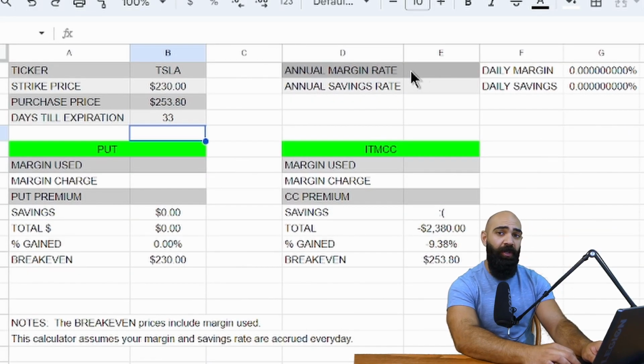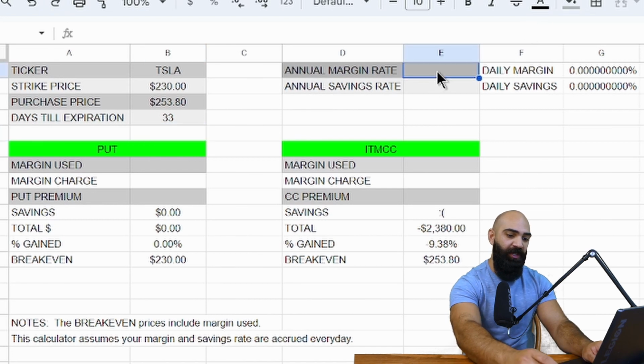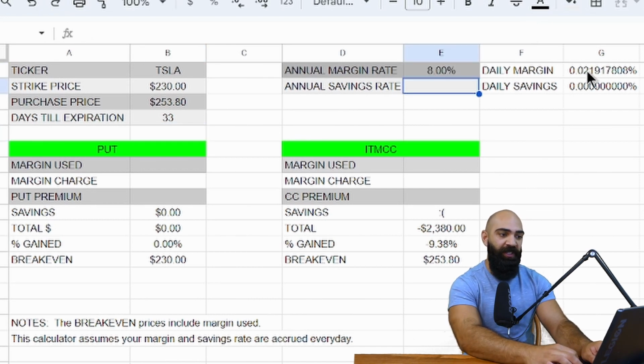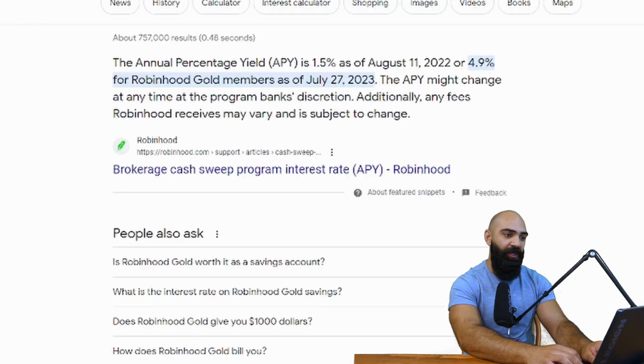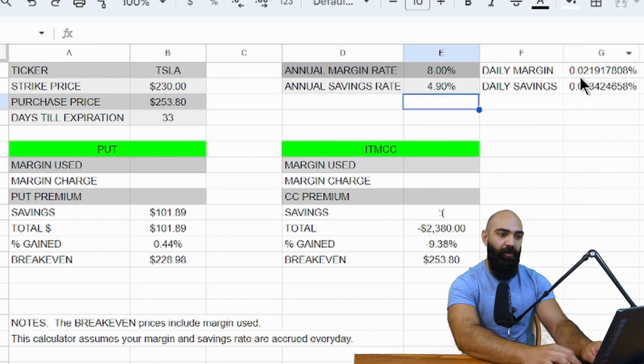And now let's type in our annual margin rate and our annual savings rate. Depending on your broker, this is going to be different, but I use Robinhood, so let's just go with the Robinhood Gold rates. So Robinhood Gold currently has a margin of 8%. So we're just going to type in 8. It's going to be percent. Then we get our daily margin. And our annual savings rate is 4.9 right now. So as of now, at 4.9, we're getting 0.013% every single day. And now the top part of our calculator is done.